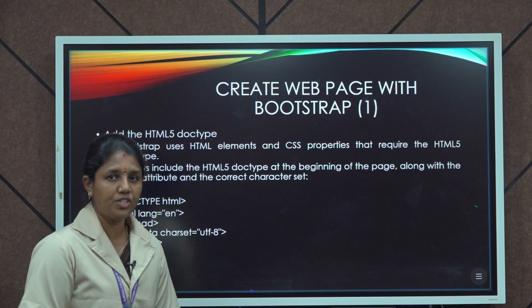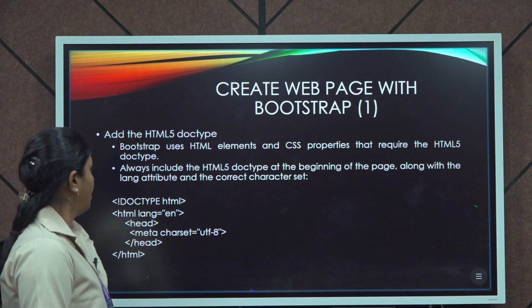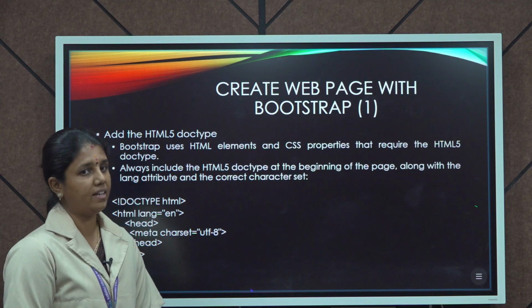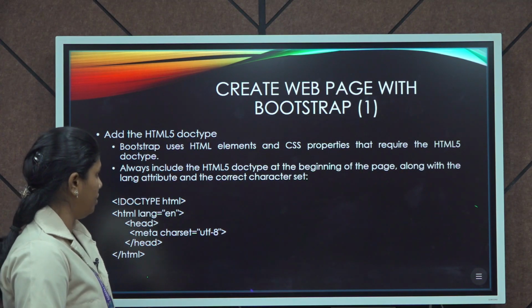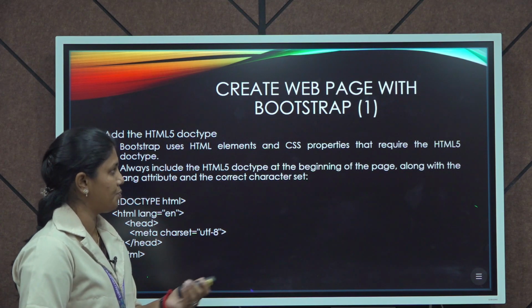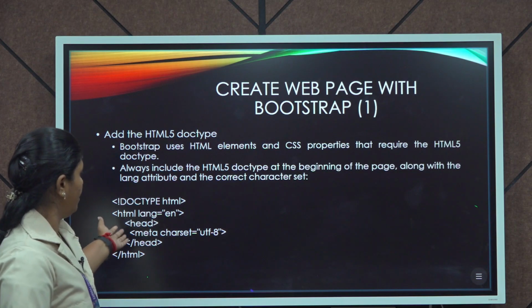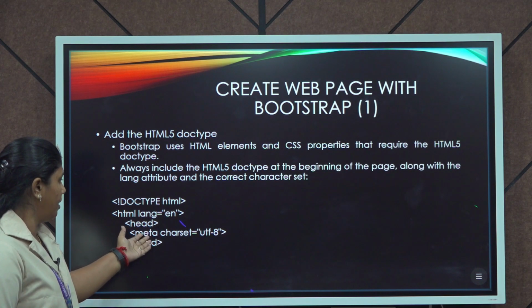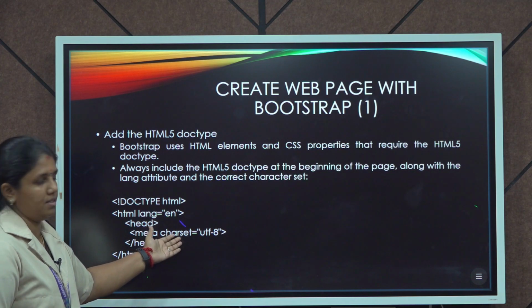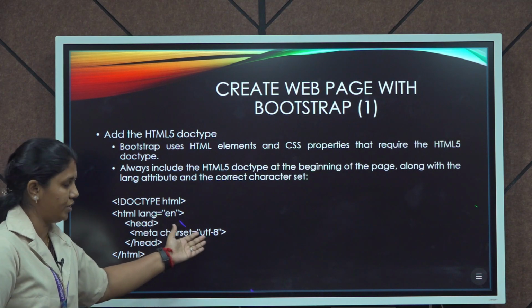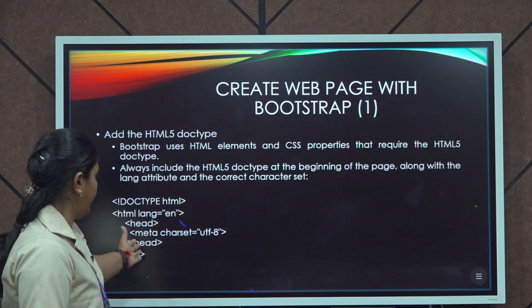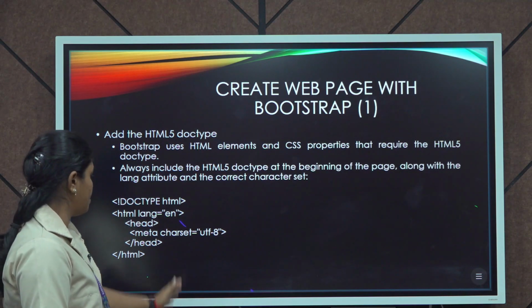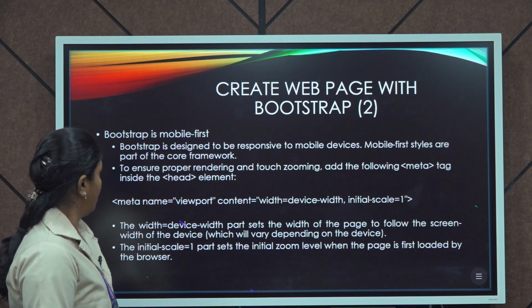How to create a web page in Bootstrap? Next topic. First we need to add the HTML tags and the starting code used by CSS properties. That is the document type, HTML language English, and in the head we use meta charset. Charset is the character encoding UTF-8, and then the head tag is closed and the HTML tag is also closed.